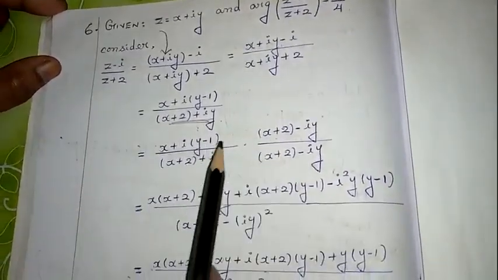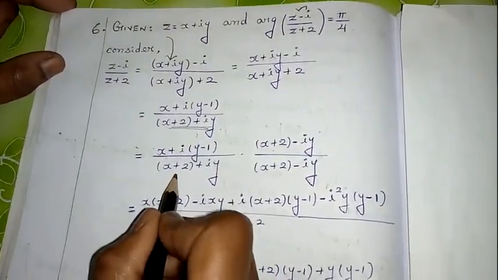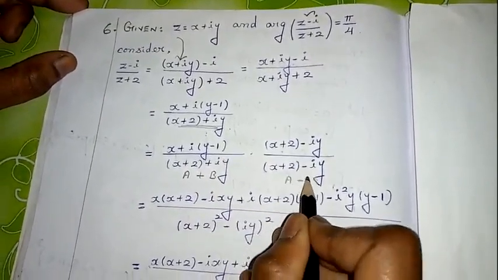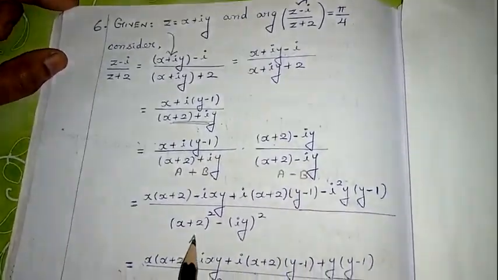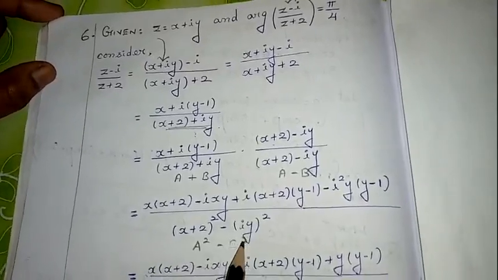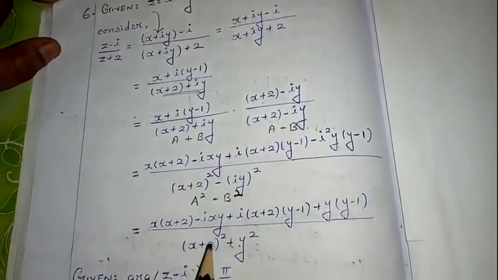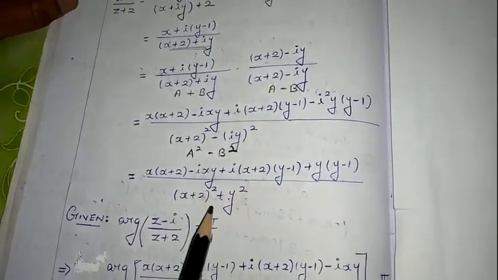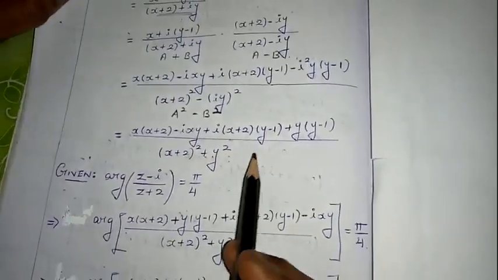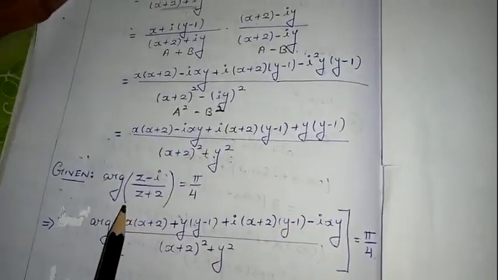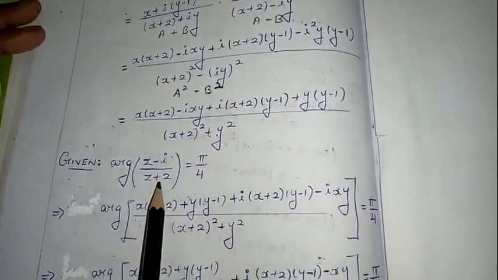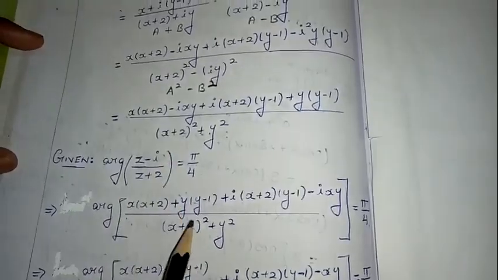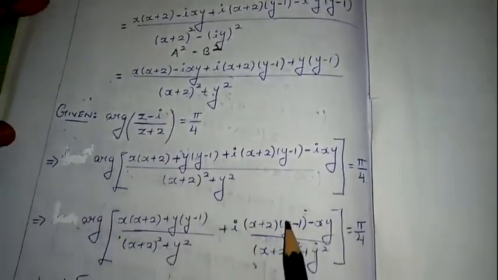After simplifying the terms, in this place you will have the form (a plus b) into (a minus b), which can be written as a square minus b square. Simplify the term. Finally, I will be getting a value like this. Again, this value can be rewritten. I will tell you how to write. I am taking the question, argument of (z minus i) divided by (z plus 2) equal to pi by 4. Inside that argument, I am replacing this value, equal to pi by 4.